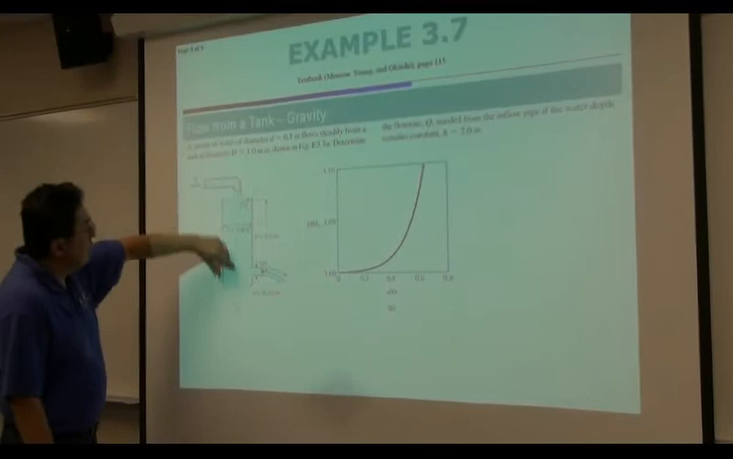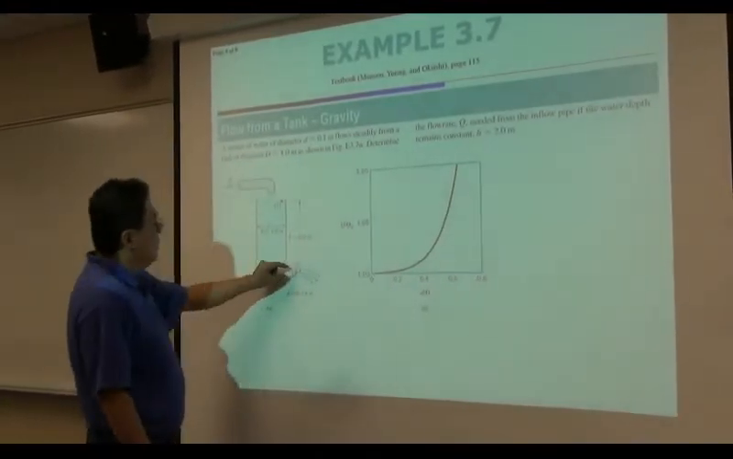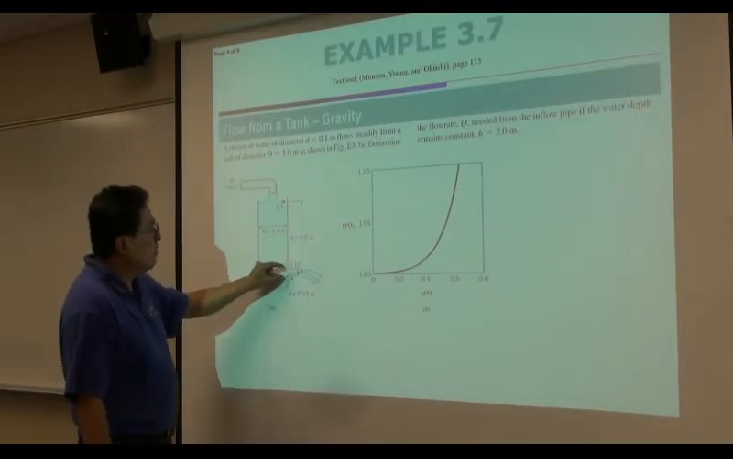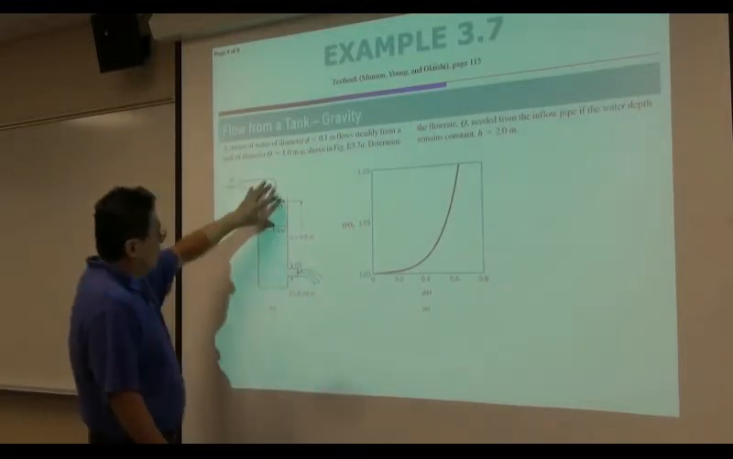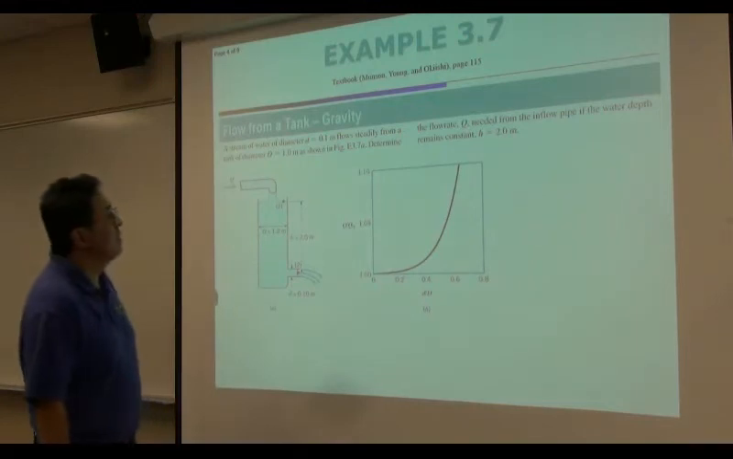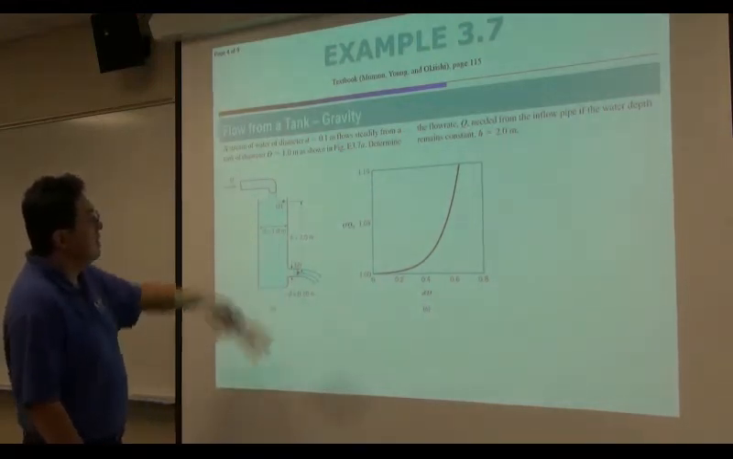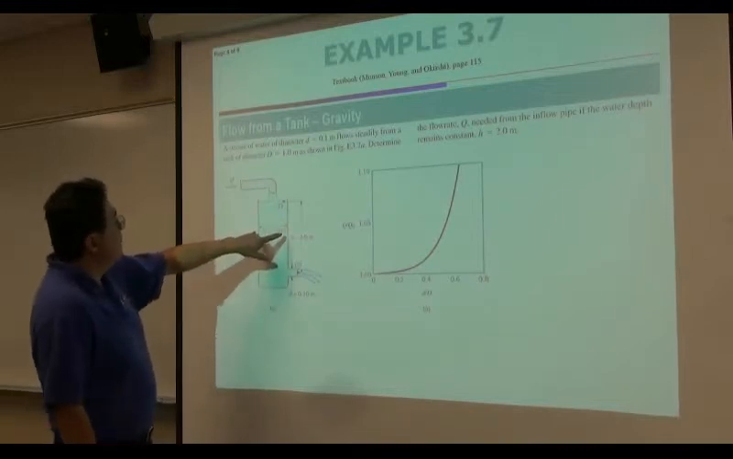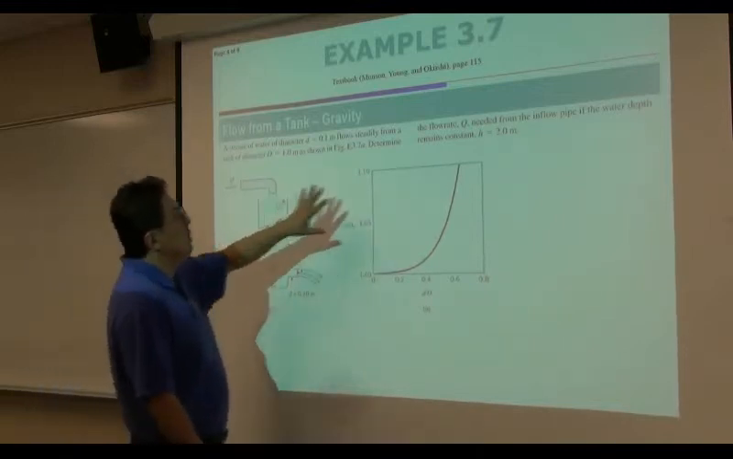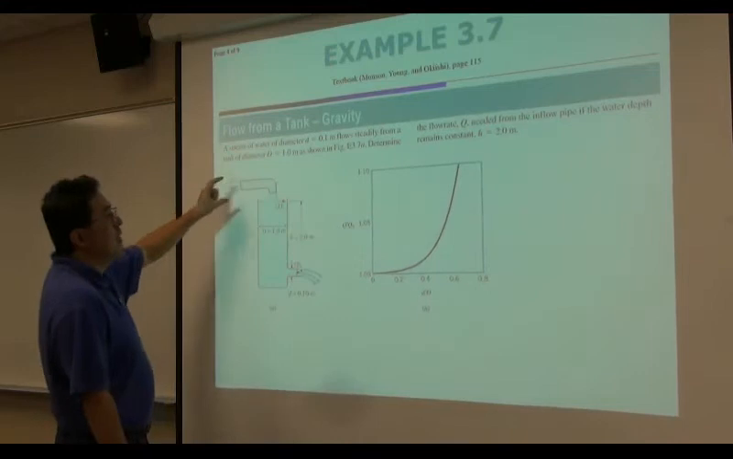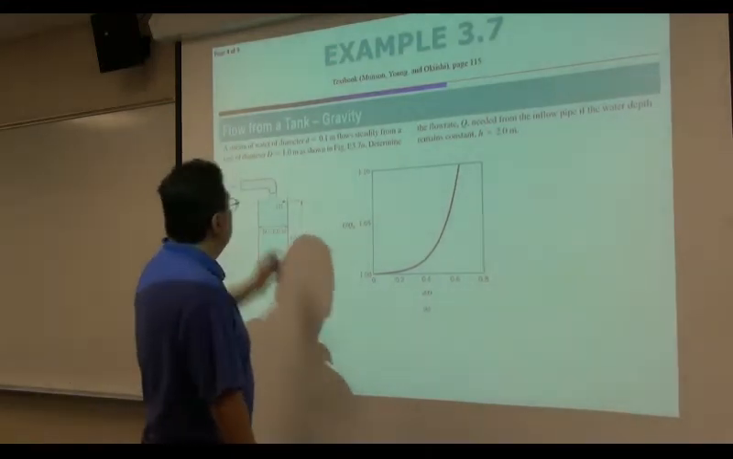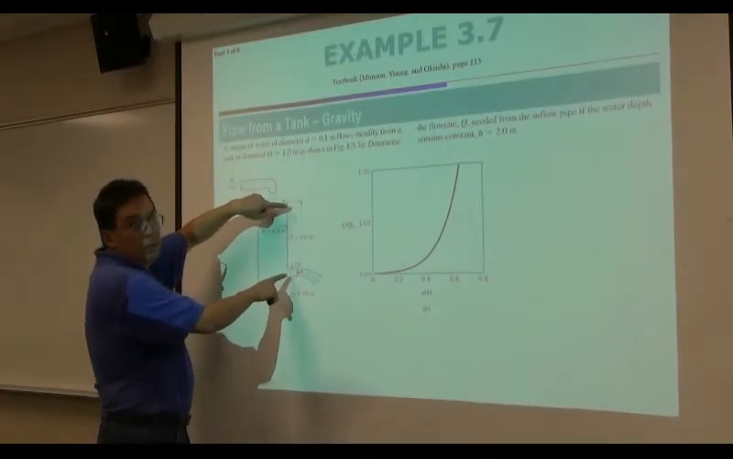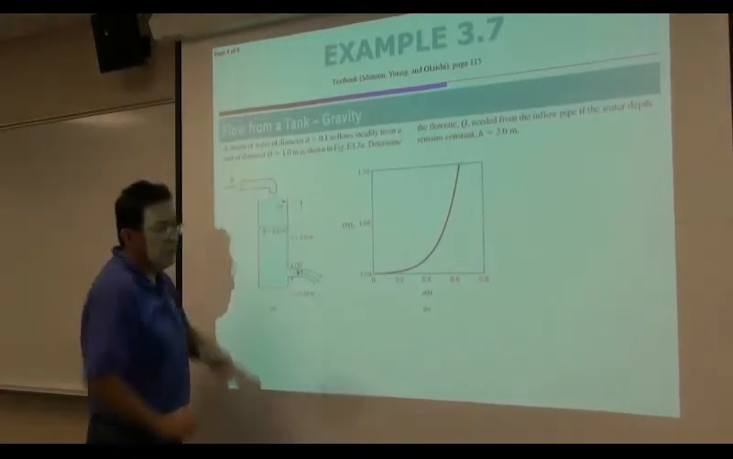A stream of water, diameter d is 0.1 meter, which is very, very small diameter. This is flowing out of this tank, okay? Steadily, so this is a steady state flow, okay? The tank itself has a diameter of 1 meter. Let's determine the flow rate Q needed from the inflow pipe if the water depth is to be maintained constant, which is 2 meters. Okay?